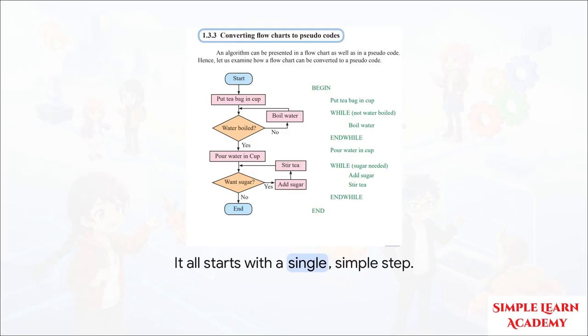So where do we even start with our tea-making robot? Well, with the absolute first thing you have to do, right? Put the tea bag in the cup. It's simple, it's clear, and you can't really mess it up. Think of it like the first domino in a long line. Once you push it, everything else can start to happen in a perfect logical order.